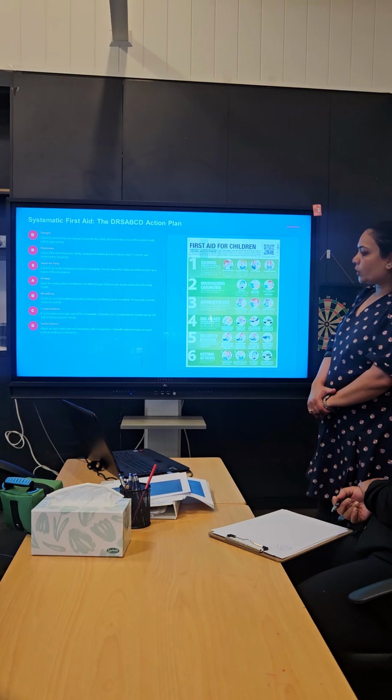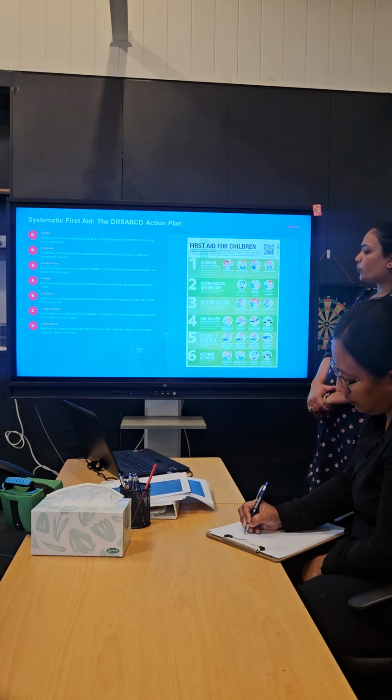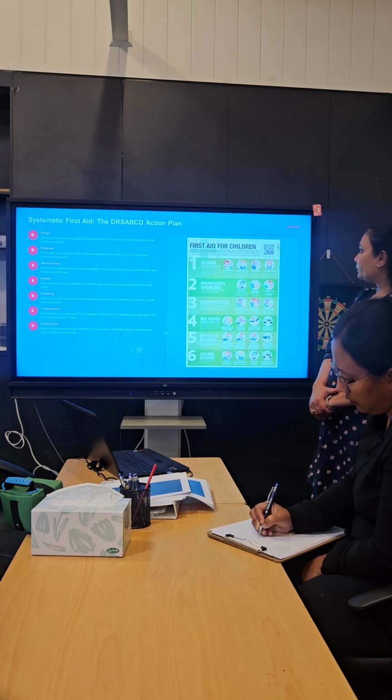Defibrillation, attach an automatic external defibrillator if available. Follow the voice prompts and proceed accordingly to the instructions.